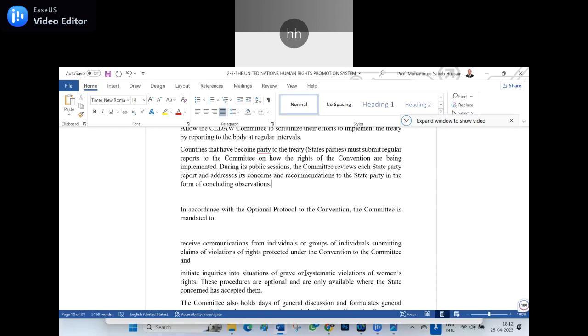Discrimination comes in employment. Discrimination comes in education. Discrimination comes in health. Discrimination comes in decision making. Discrimination comes in the profession. Discrimination comes in culture. Discrimination comes in the nature of the work.